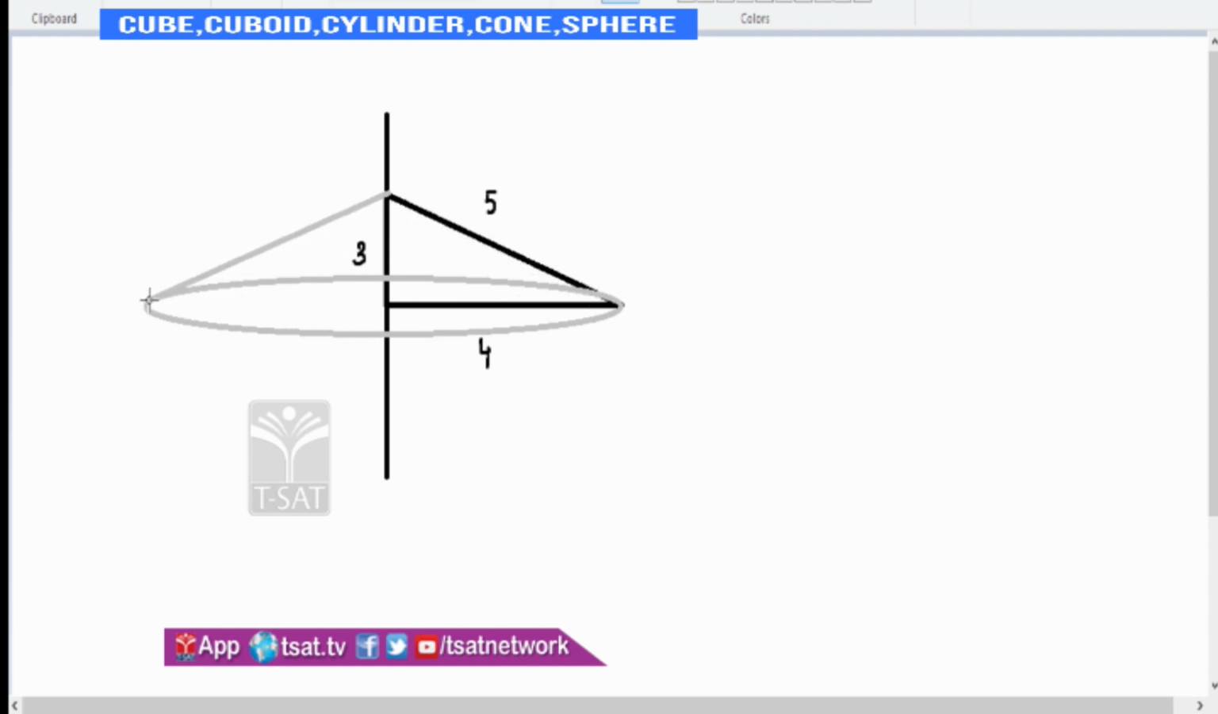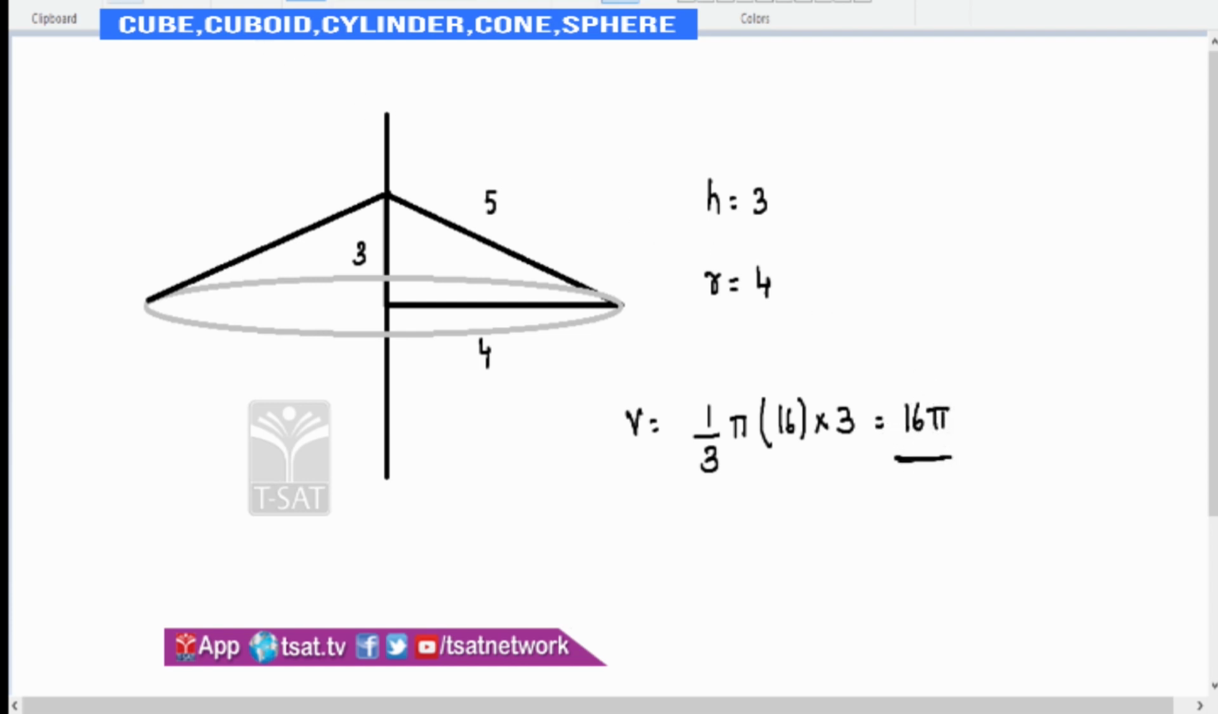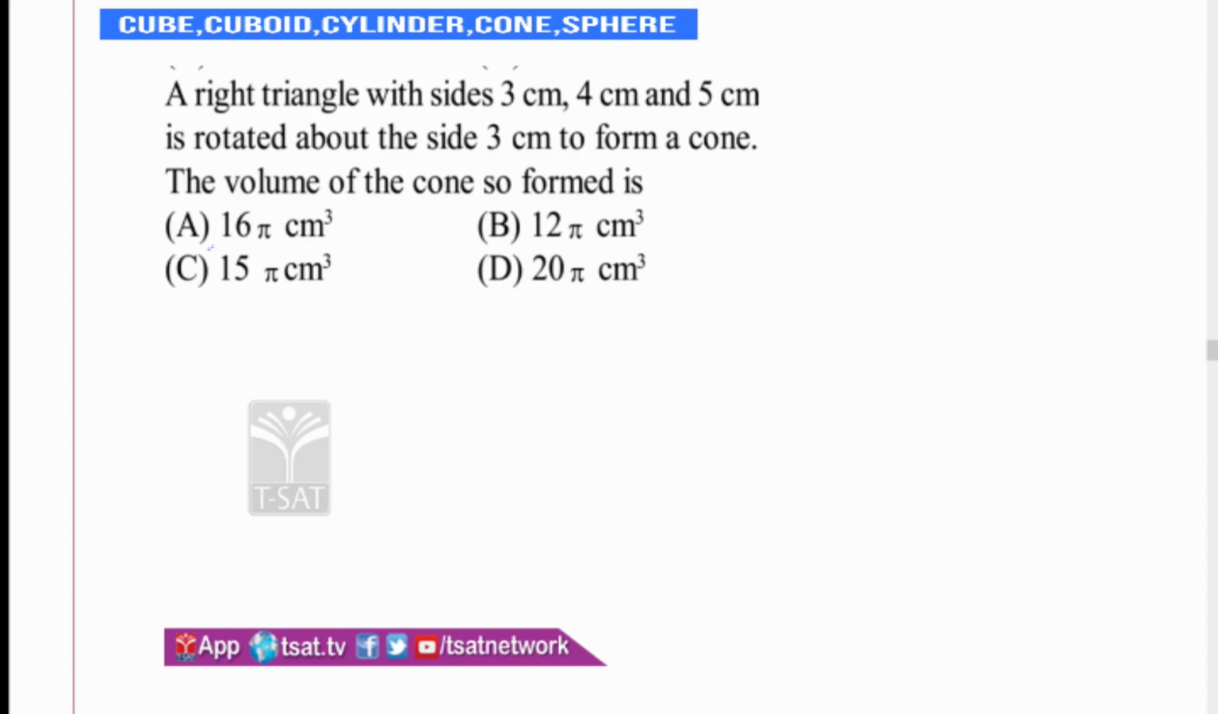Therefore, for that cone formed, what is the height? The height of the cone formed is 3. What is the radius of the cone formed? It is 4. All you need to find out is the volume. Volume is 1 by 3 pi radius square, 4 square is 16, into 3. The 3 cancels. 16 pi is the volume. So the answer here is 16 pi.